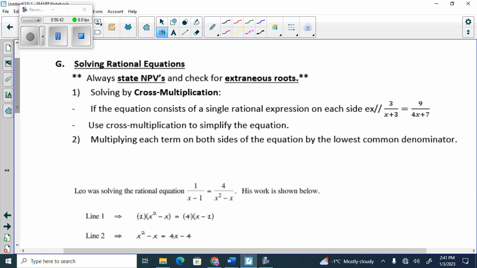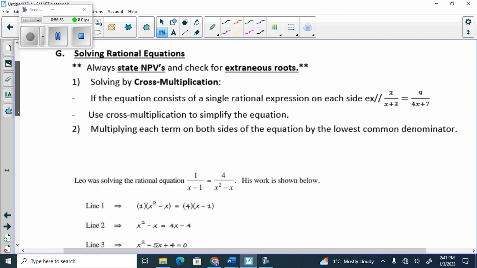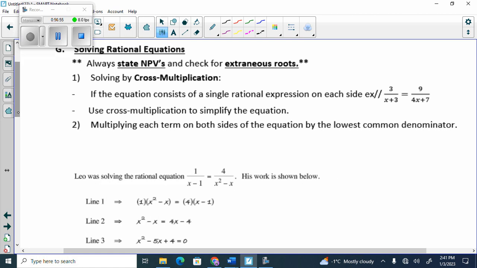Solving rational equations. Always state non-permissible values and check for extraneous roots. So you can solve by cross multiplication. This is when you have a full fraction on one side and a full fraction on the other. I'm going to show you this option, and we haven't gone over it before, but it only works if you have a full fraction equals a full fraction. So when I have a full fraction equals a full fraction with nothing else, I can actually cross multiply.